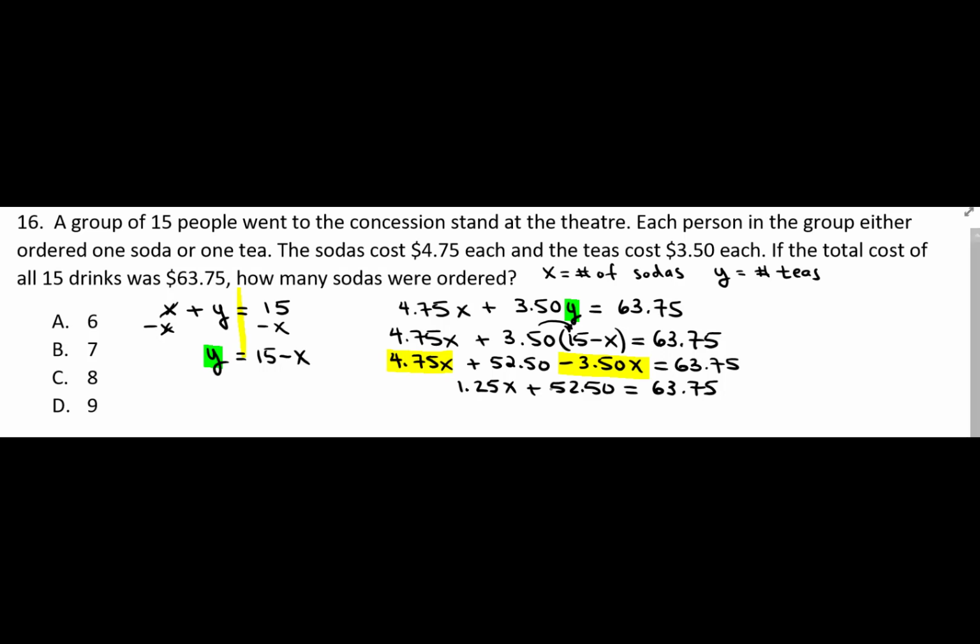We're going to subtract 52.50 from both sides of the equal sign. That is 11.25. And then we're going to divide both sides by 1.25. So we have 1.25x is equal to 11.25. We divide both sides by 1.25, and that's going to give us the value of x. So we end up with x is equal to 9.